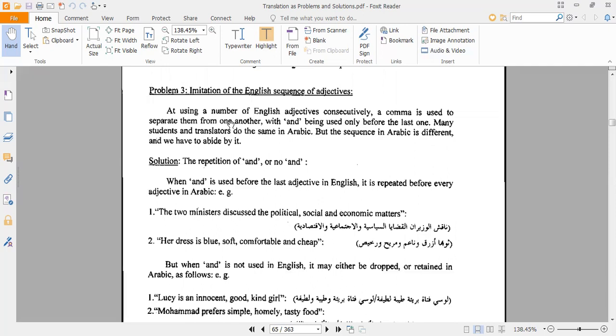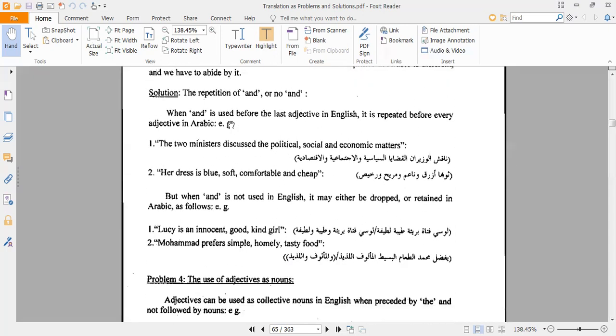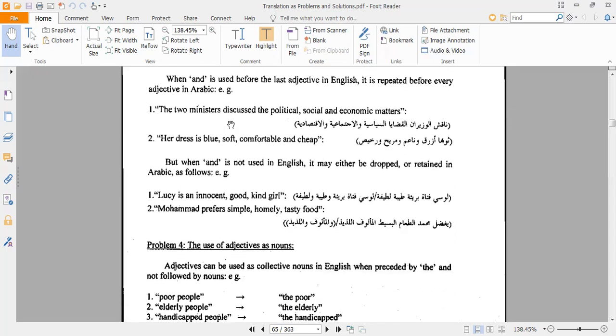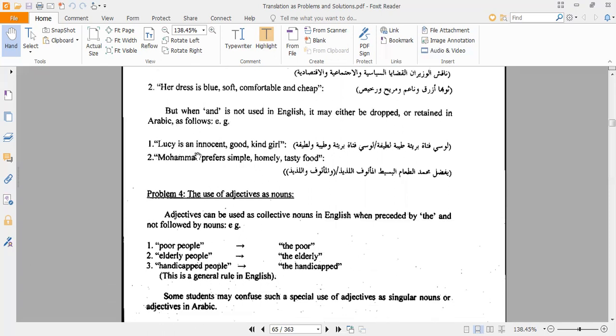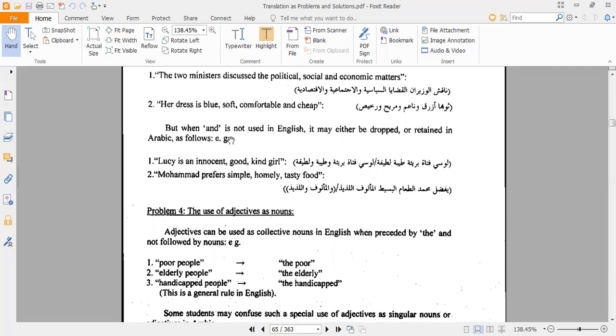Okay. Now, imitation of English series of adjectives. I stressed this point before, and I said that here we have three adjectives, and we use commas to separate between the three adjectives. However, in Arabic we do not use commas, but we use wa. لوسي فتاة بريئة وطيبة ولطيفة. فأنا هنا استخدمت و.